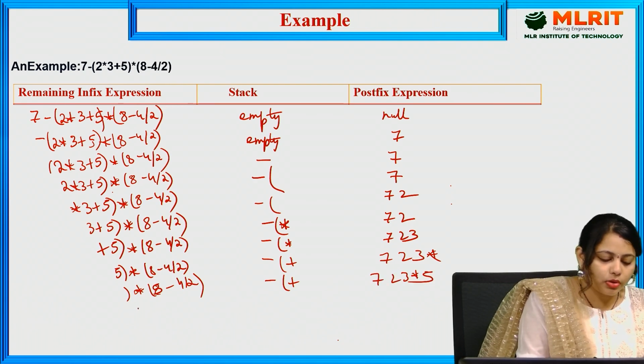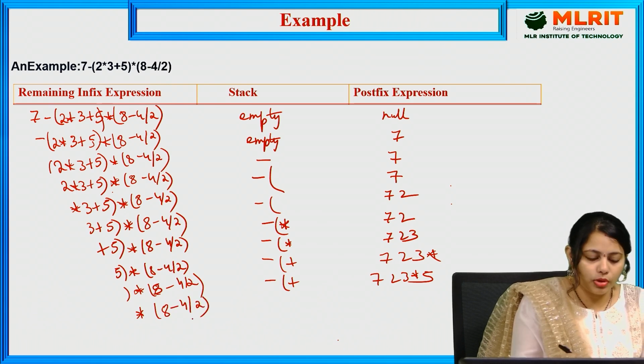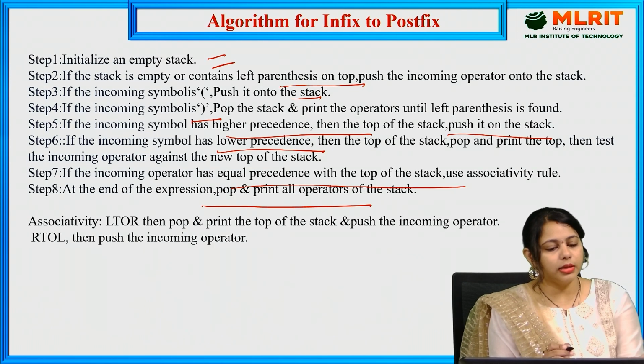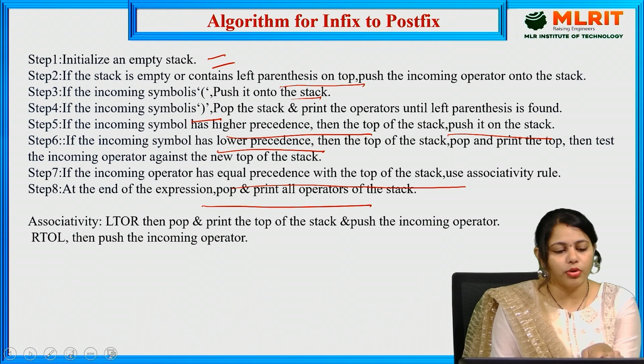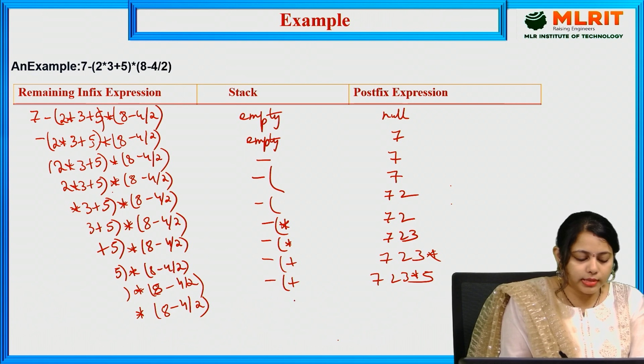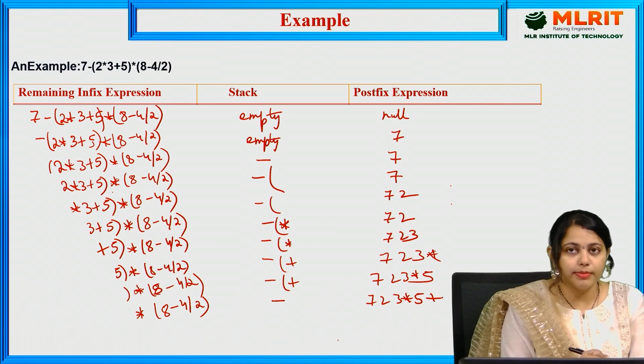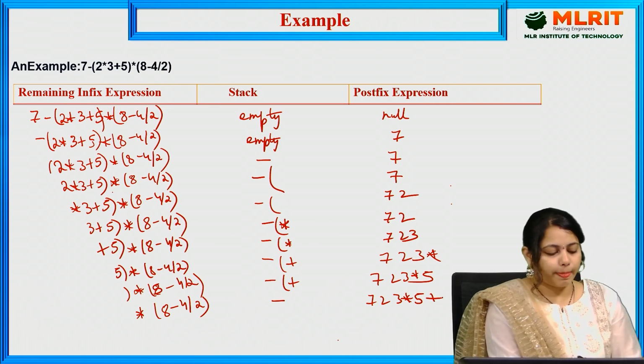Next we have the close parenthesis. As per the algorithm we have told in step 4, if the incoming symbol is the closed parenthesis, the top of the stack is going to be popped out. So what is there? The plus symbol is there. So 7 2 3 star 5, and the plus symbol has been popped out.